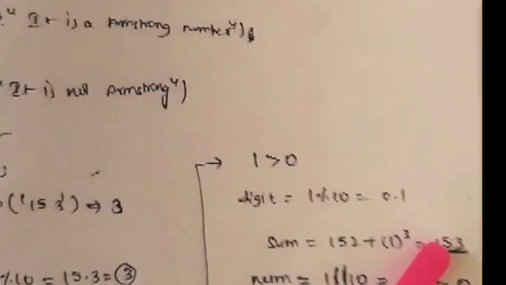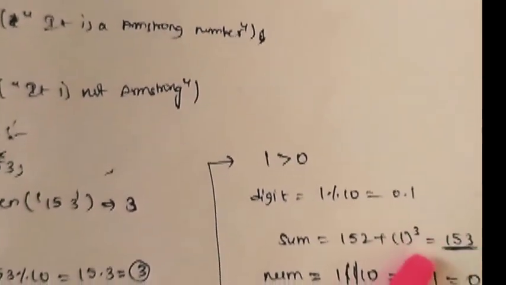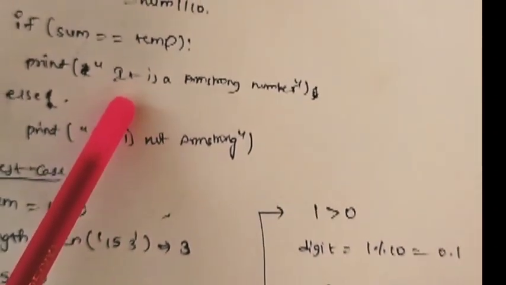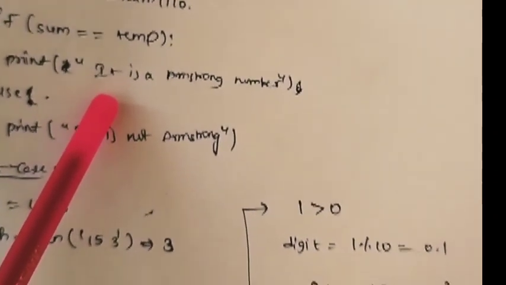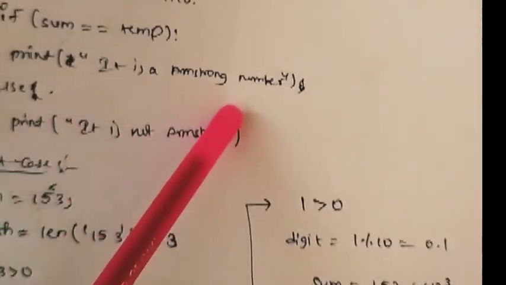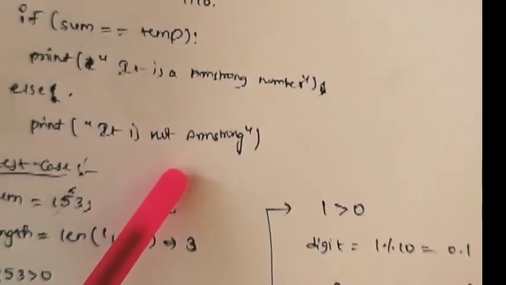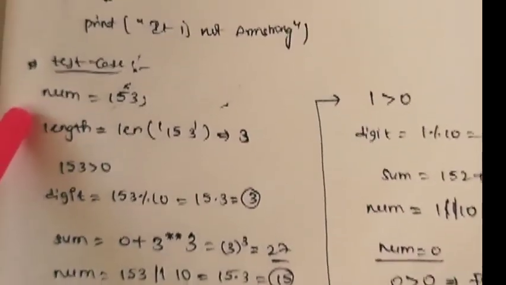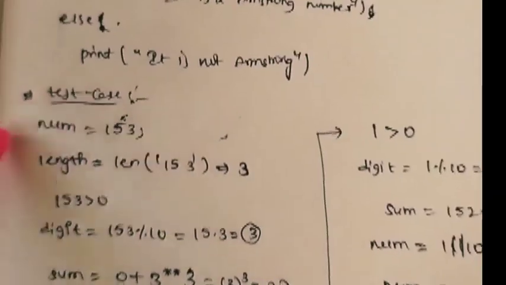From this, sum is 153, that is equal to the temporary variable. The temporary variable is nothing but our actual number, 153. When the sum is equal to the original number, then it's said to be an Armstrong number. If it is not equal to the original number, then it is not said to be an Armstrong number. This is how we find out whether the entered number is an Armstrong number or not.